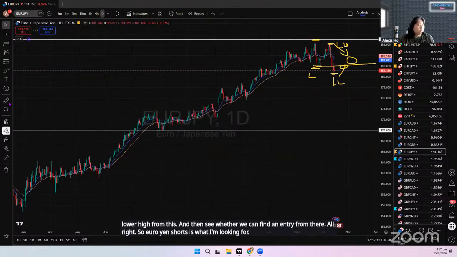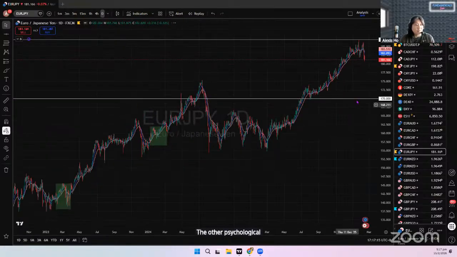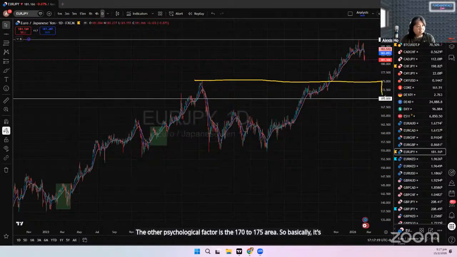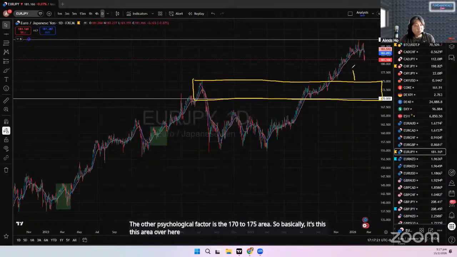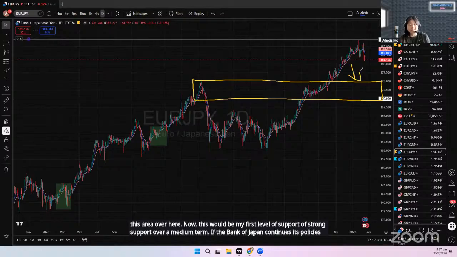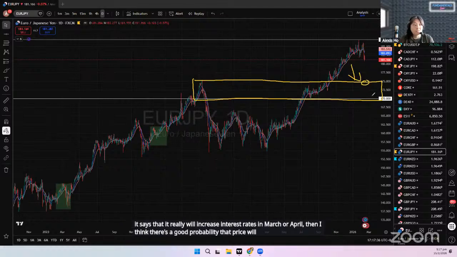The other psychological factor is the 170 to 175 area. So basically it's this area over here. This would be my first level of strong support over a medium term. If the Bank of Japan continues its policies where it says that it really will increase interest rates in March or April, then I think there's a good probability that price will slowly meander down towards this level.